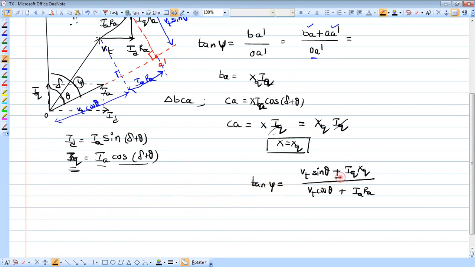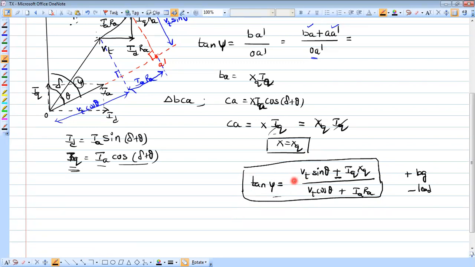And here we got plus or minus in the numerator. So we know that plus is for lagging and minus for leading power factor. This relation is helpful while calculating the value of psi. If you want to calculate the internal power factor angle, then you need to use this relation. Okay, we are going to use this relation in problems. While solving problems, you come across this relation. That's why I simplified tan psi here. That is the need of this one, otherwise not needed.